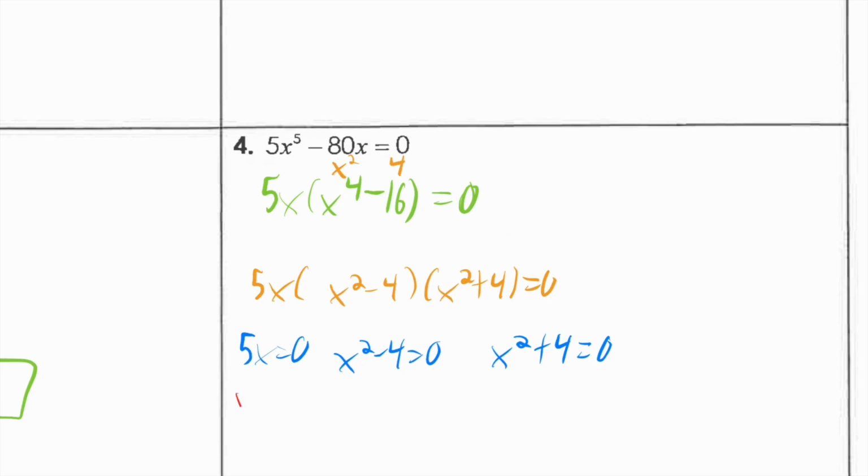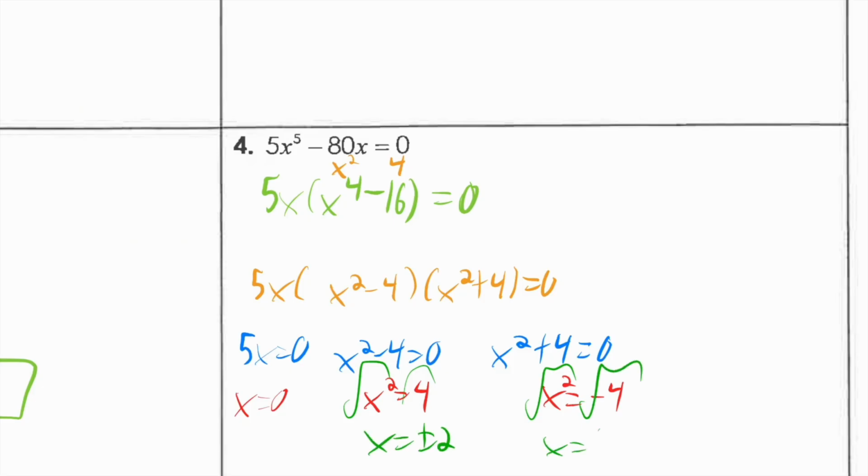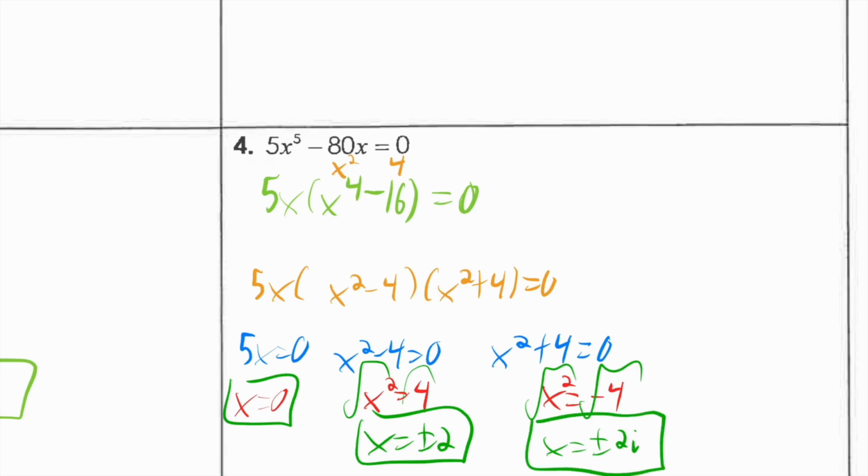So I divide by 5 in this first one and get x equals 0. In the second one, I add 4 and get x squared equals 4. And the last one, I subtract 4 and get x squared equals negative 4. In both the second to last and the last, I need to square root both sides. The middle one gives me plus or minus 2, and the last one gives me plus or minus 2i. So my 5 answers are 0, plus or minus 2, and plus or minus 2i.